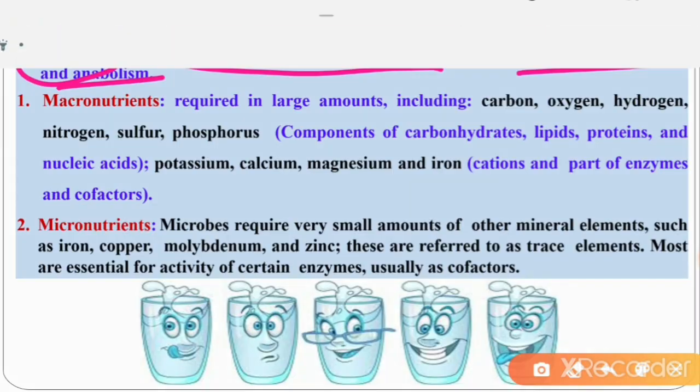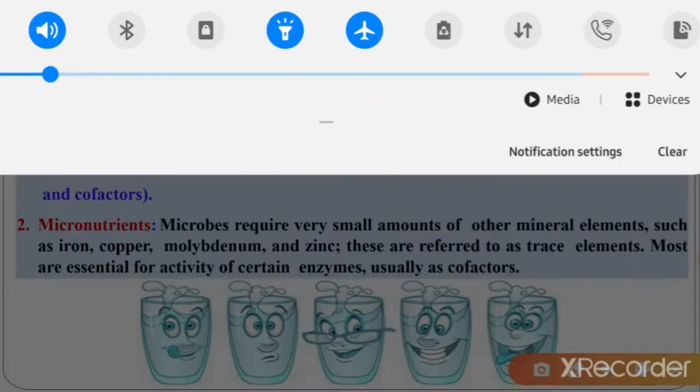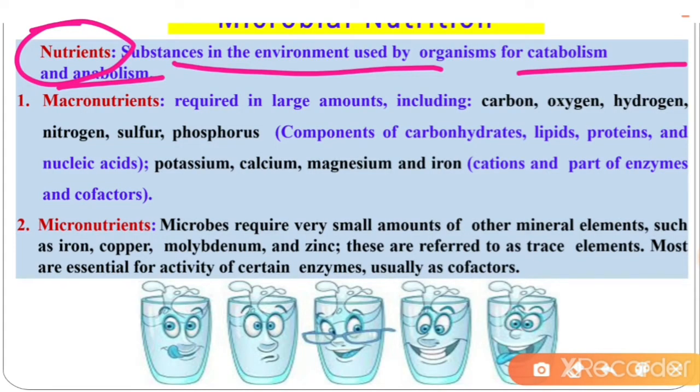So catabolism means what? The conversion of complex compounds into simpler forms is known as catabolism. And anabolism means what? By using that simple form of product, they do biosynthesis of nucleic acids or carbohydrates, which is known as anabolism. And catabolism and anabolism combined are known as metabolism.